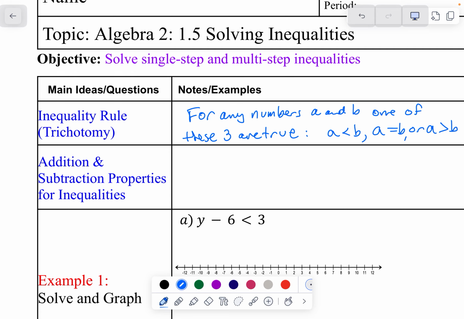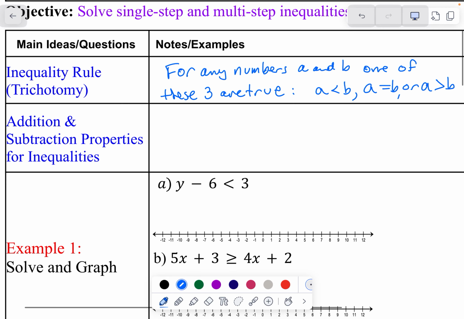Now, mathematically, that may sound silly. If we compare two numbers, they're either equal, one's less than it, or one's bigger than it. But there's no other thing we can do. What that allows us to do is apply some of the properties for equality in equations to inequalities. So it's just kind of a mathematical thing that we know is true. If we compare two numbers, they're either equal, or one's less than, or one's greater than the other. That's it, okay?